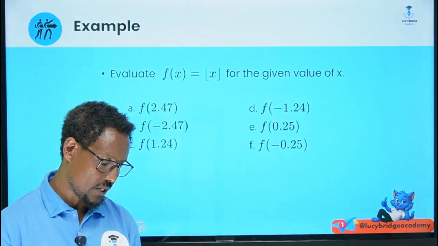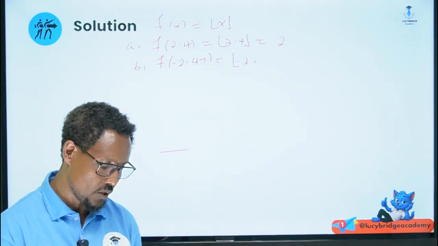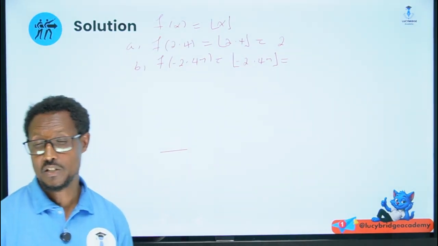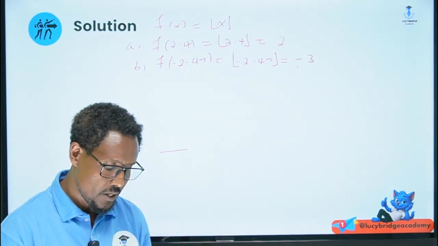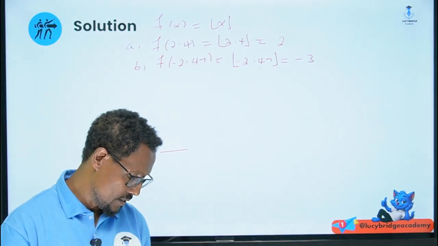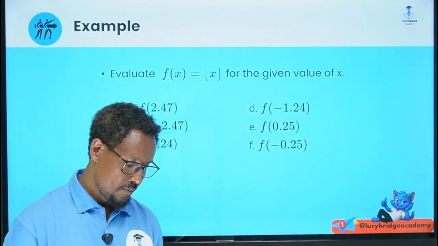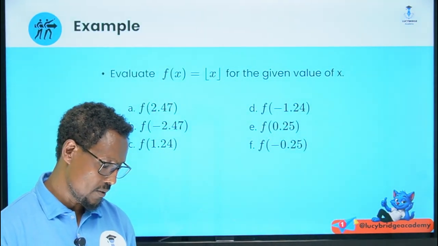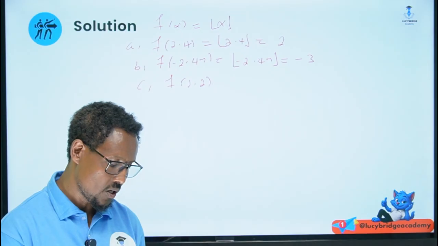Negative 2.47. f of negative 2.47 means the floor of negative 2.47, which is the greatest integer less than or equal to negative 2.47, and that is negative 3, all right? Similarly, you can work out the others in this way. For example, if we do 1.24, f of 1.24 is equal to the floor of 1.24.